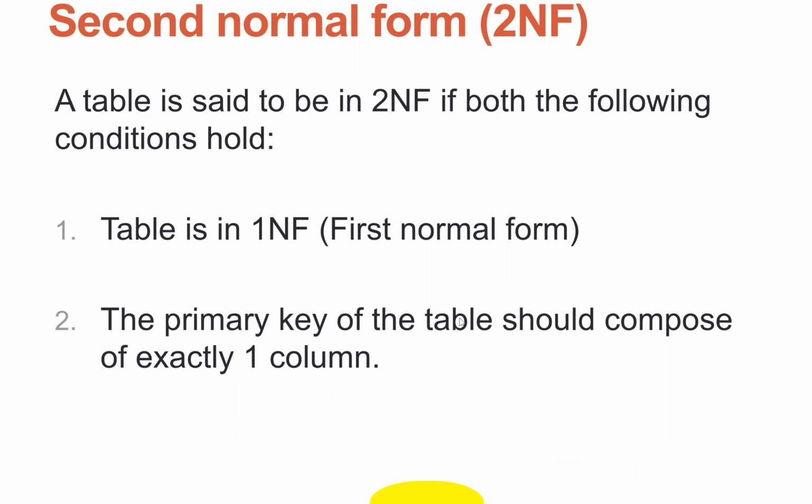Then the second normal form. That means on this first normal form, we will apply some normalization process. The table should be in the first normal form. The primary key of the table should be composed of only one column. So that is the rule of the second normal form.